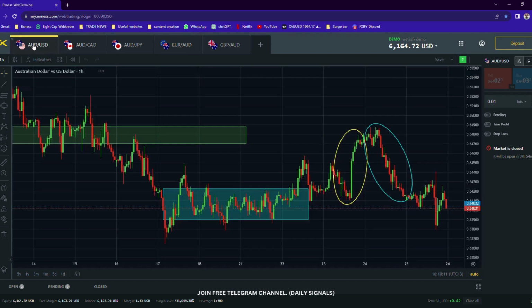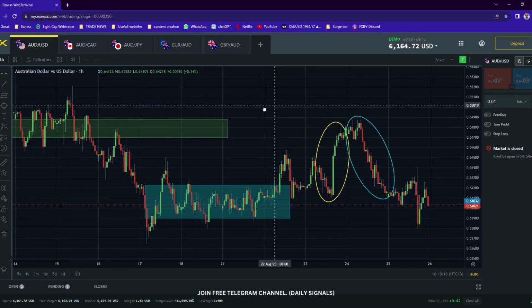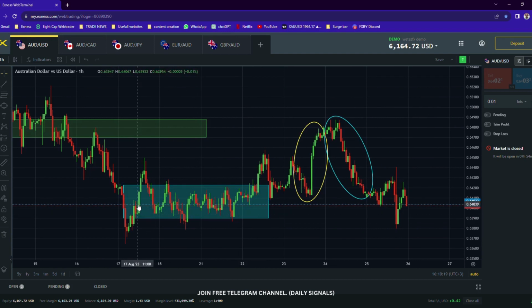So if you look here, we have Australian dollar versus US dollar, and we can see what the market structure looks like. We're looking at a range from 17th to the 22nd, and we see an impulse move on the 23rd to the upward side, and a pullback or retracement back to the demand zone, or the support, on the 24th. So we have three structures here: a range, a push to the upward side on the 23rd, and on the 24th a retracement back to the support.